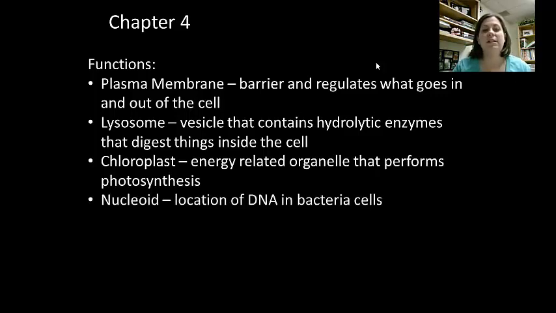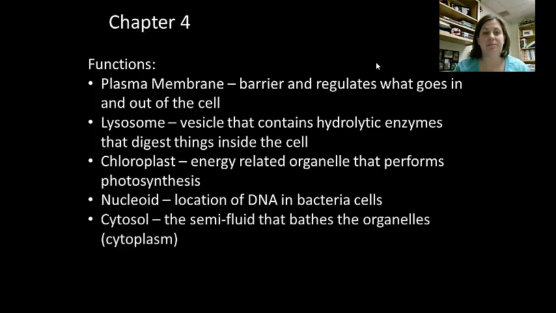The nucleoid is the next one. It's the location of DNA in bacteria cells. So this is going to be important because it's found in bacteria cells, not in your animals and plants. Now cytosol. Now cytosol sounds a little bit different, but this is just cytoplasm. It's the semi-fluid that bathes the organelles. So it's the fluid inside of the cell. We also call it cytoplasm. Okay, but in your book or on your test, it's also going to be looked at as cytosol.